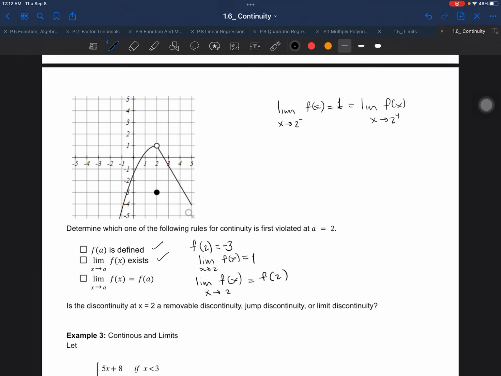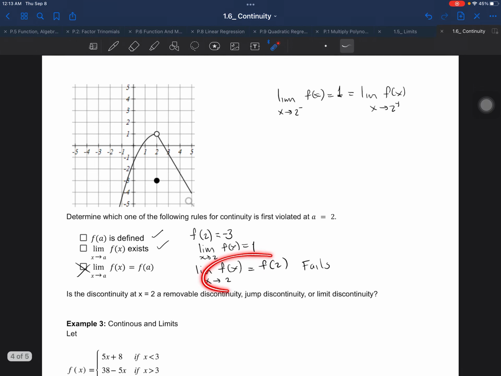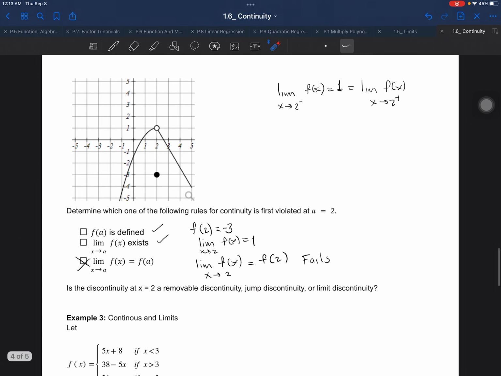Let me write a note here. This fails. So this is the one that is actually violating the rule, because we can see obviously that -3 is not equal to 1. This one is equal to 1, and this one is equal to -3. Those are two different values. So this is not satisfied. It fails to be true.